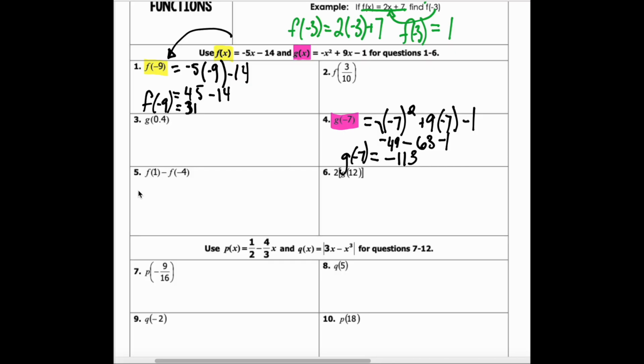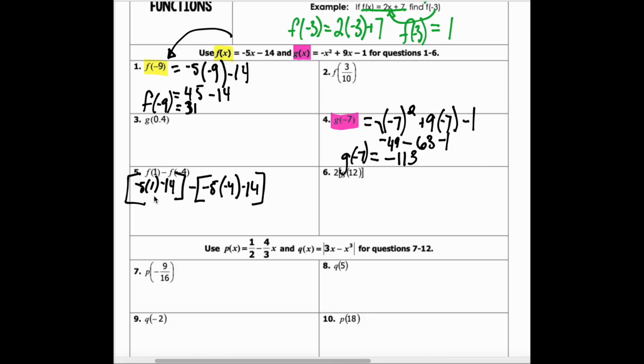So let's go ahead and plug them in. We have f with the input of 1. So f of 1 is going to be negative 5 times 1 minus 14. I'm going to put this inside of a bracket so I know to do my subtraction last. And then f of negative 4 is going to be negative 5 times negative 4 minus 14.